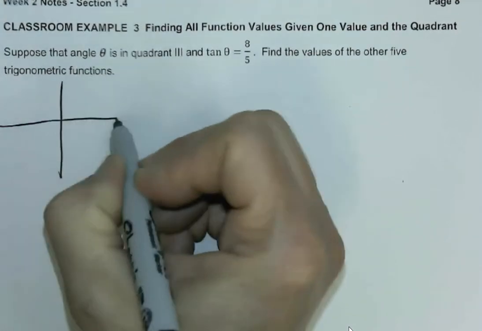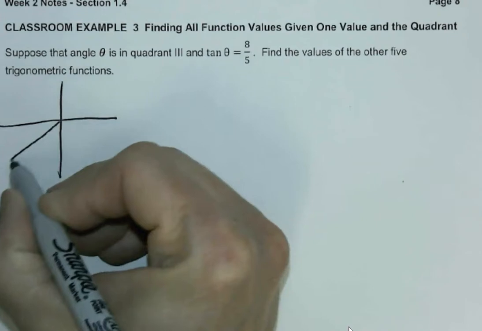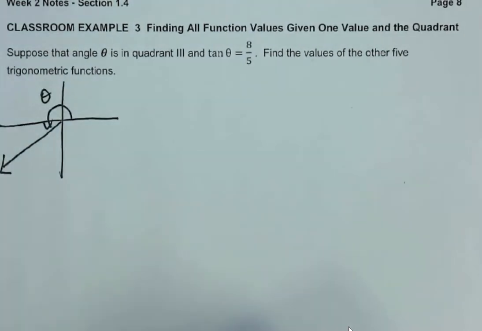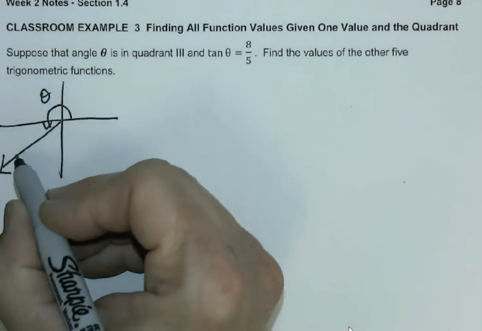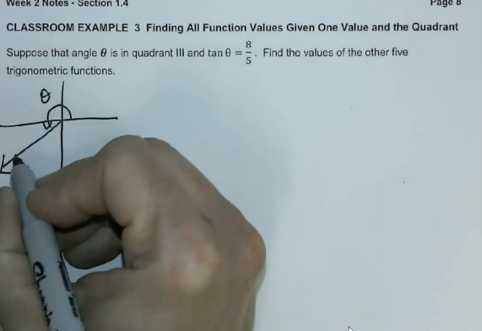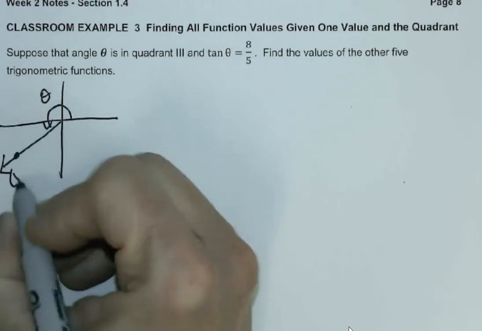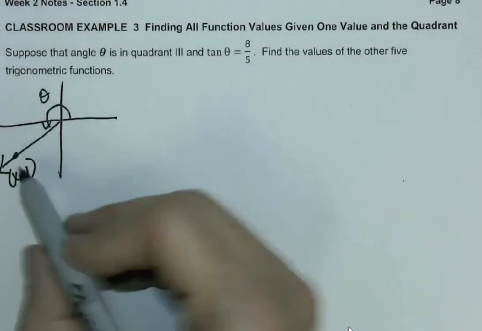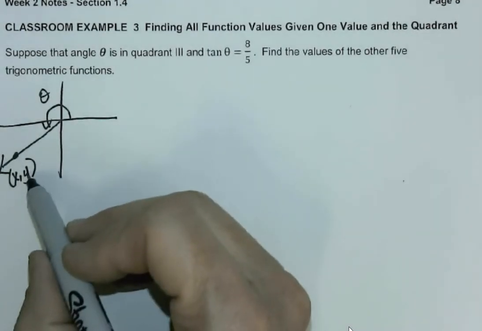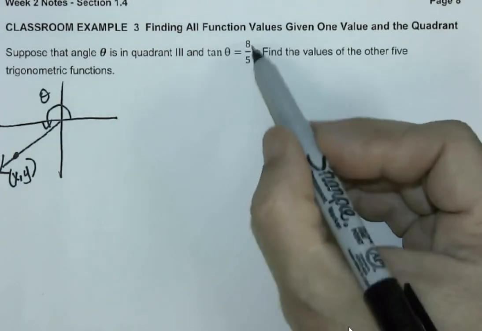So let's draw the picture. If this is in quadrant 3, that puts the terminal side of our angle down here. And let's look at this like a problem where we have the point x, y, and we're trying to figure out the values of the 6 trig functions. Now if we knew the values of x and y, and found out the value of tangent turned out to be 8/5, the question is, how could that happen?